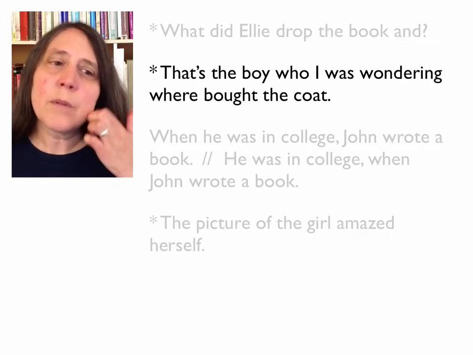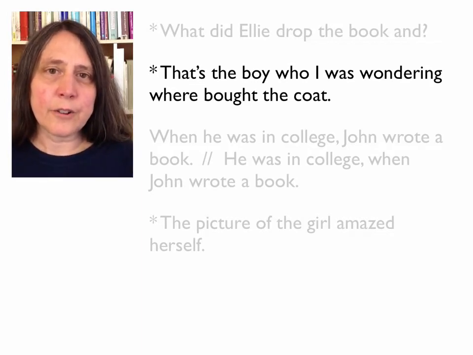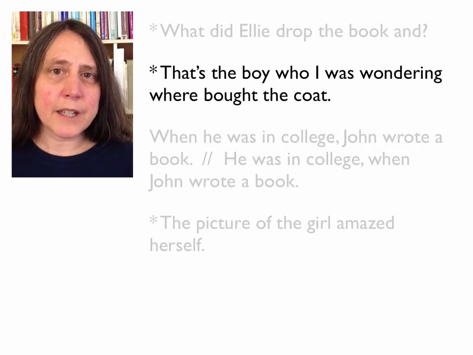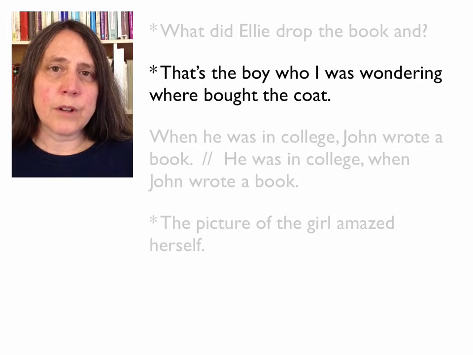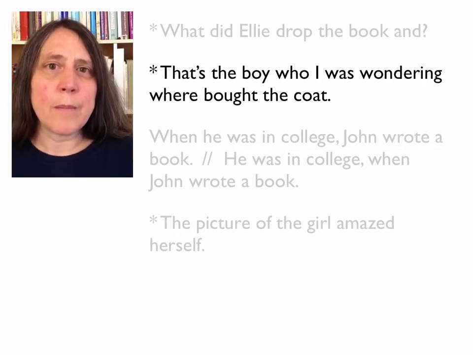The second example we have here is another ungrammatical sentence. That's the boy who I was wondering where bought the coat. And again, there's a completely reasonable interpretation for this sentence, which is, I was wondering about some boy, where did that boy buy the coat? And later on I see the same boy and I say to you, that's the boy who I was wondering where bought the coat.